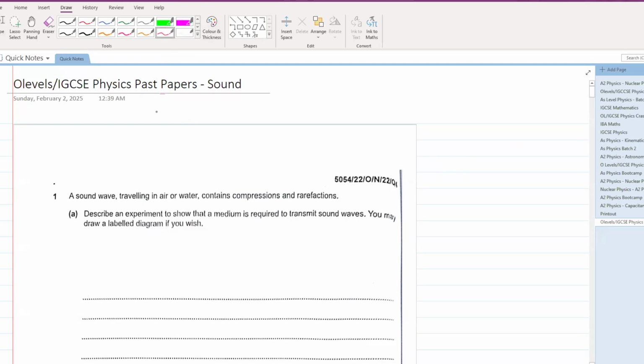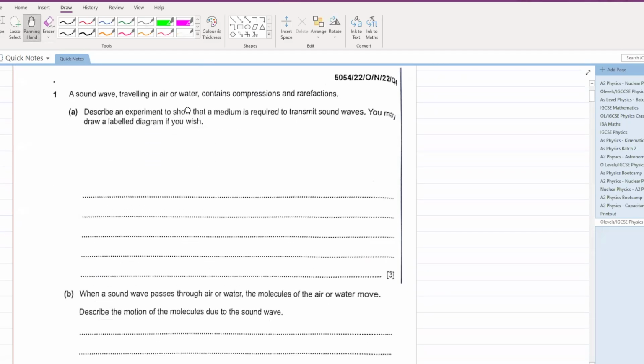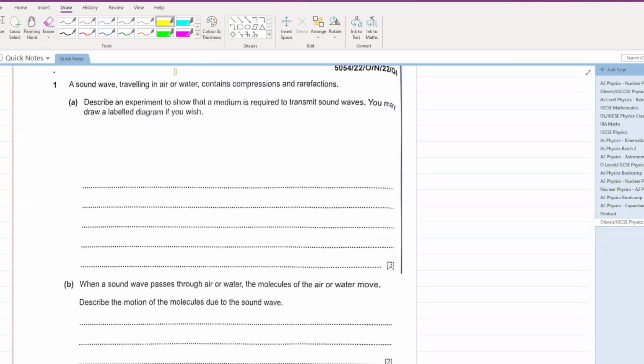Okay, students, so let's get started with the past papers of O levels in IGCSE physics related to the topic of sound. So let's move on to the first question. A sound wave traveling in air or water contains compression and rarefactions. Describe an experiment to show that a medium is required to transmit sound waves. You may draw a labeled diagram if you wish.